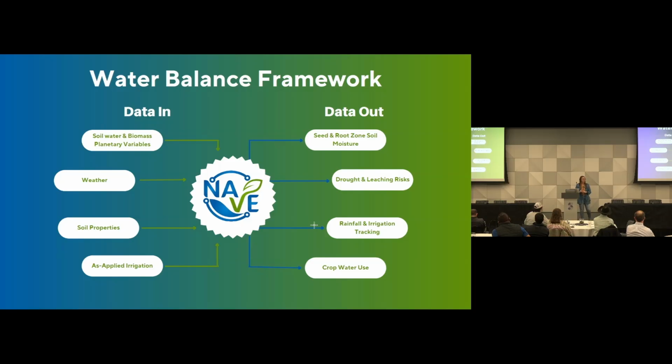We also generate crop water use information, so how much water is that crop actually using at different stages throughout the growing season based on that specific field's conditions. That takes into account the weather that crop receives, how much biomass is out there, the higher or lower productivity areas of the field, and drought and leaching potential. So, is your field at potential of actually pushing your nutrients through the profile, or are there areas of your field that are getting a little bit too dry? We're trying to visualize and help you understand all of that.